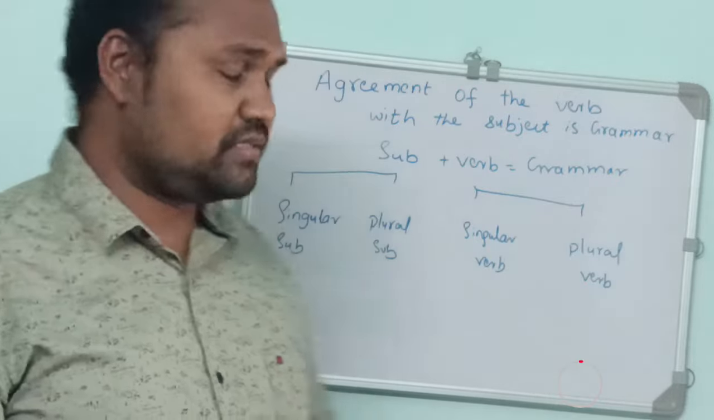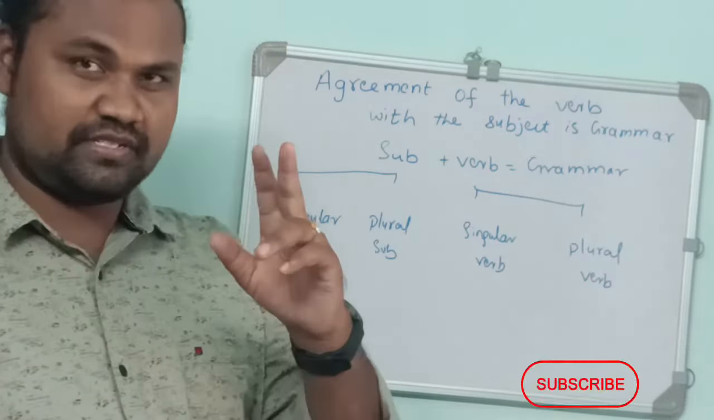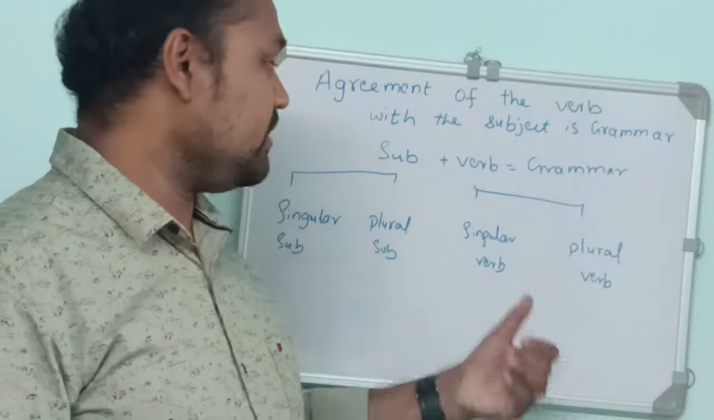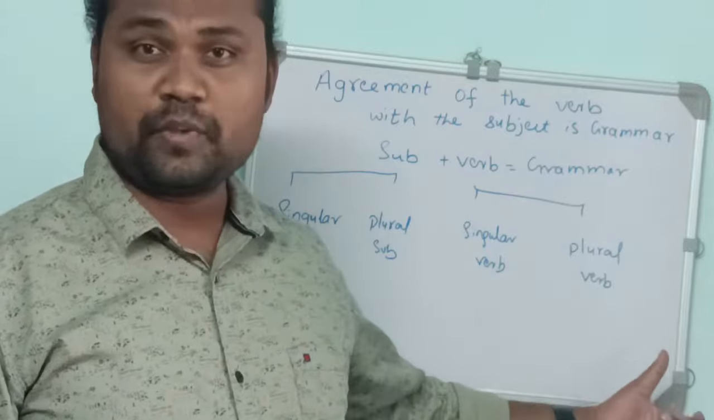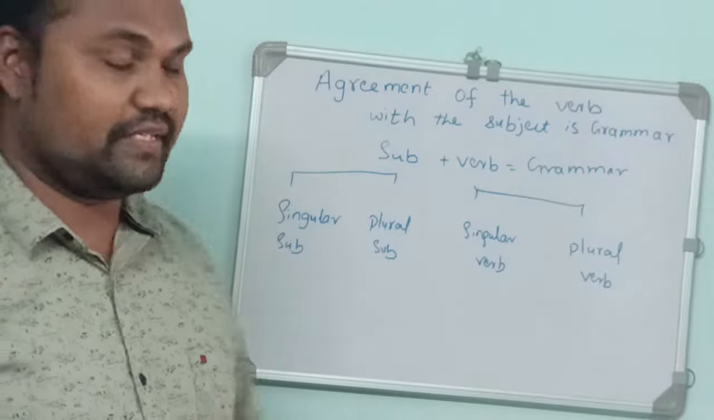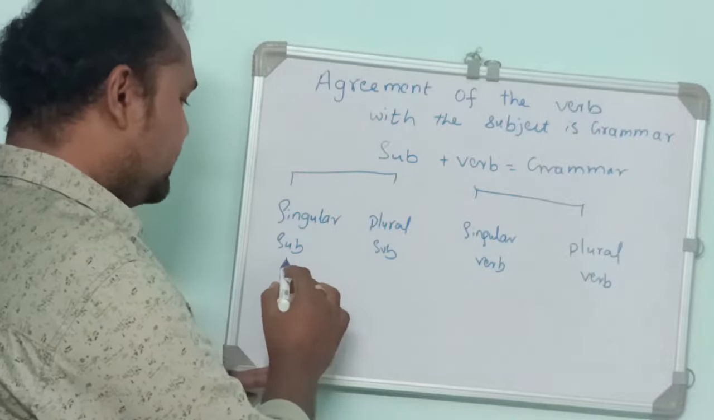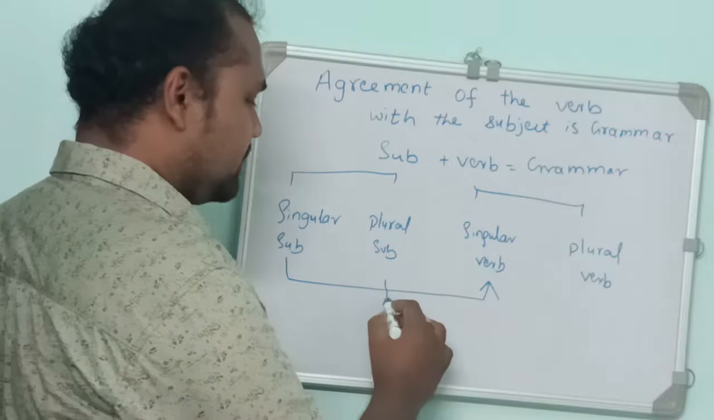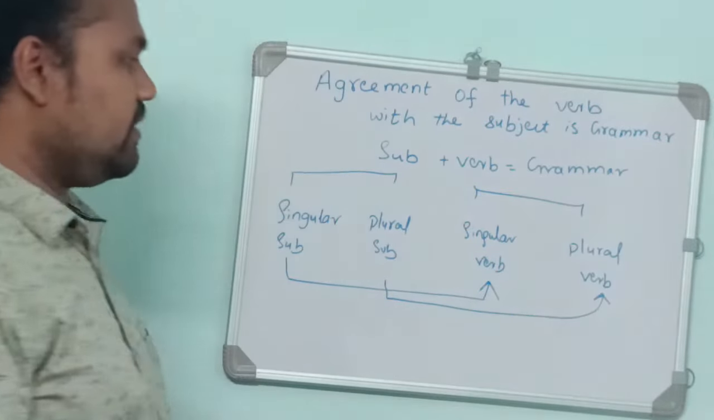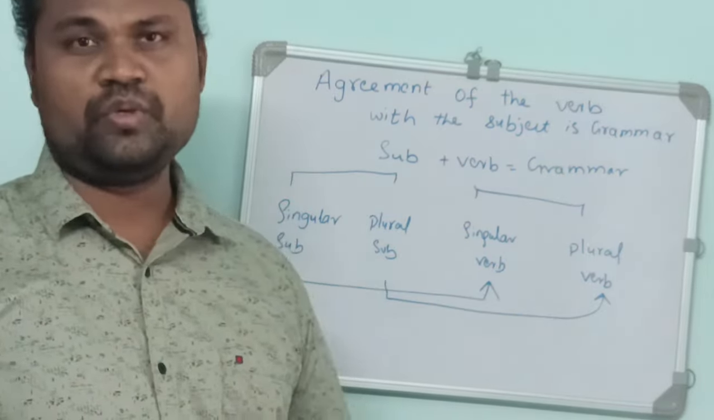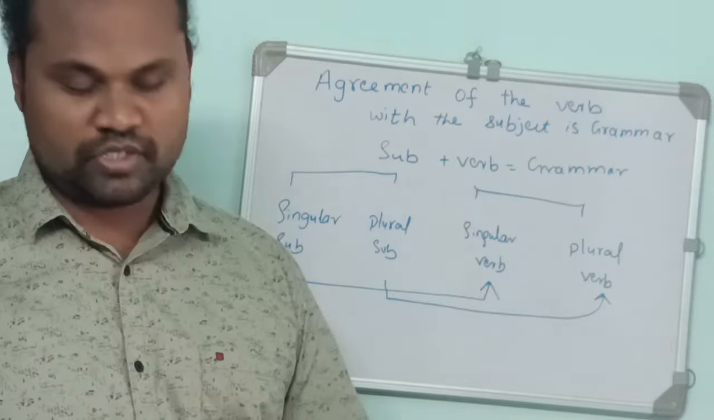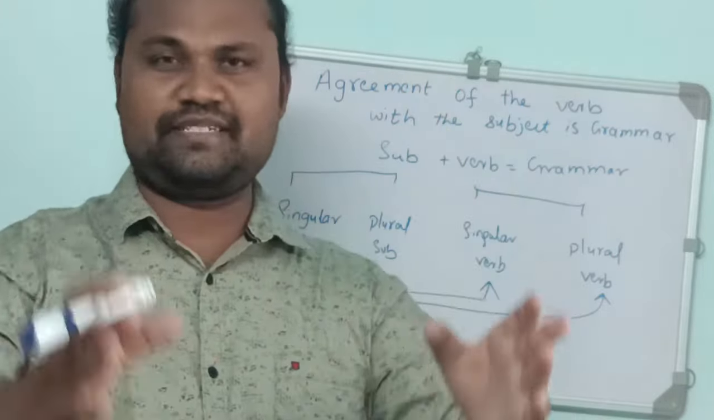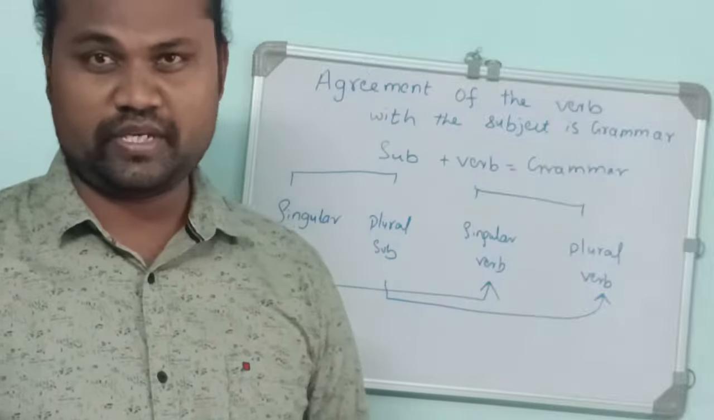How do we make them agree? See here, in subjects we have two types, singular subjects and plural subjects. And in verbs also we have singular verbs and plural verbs. We have to agree a singular verb with a singular subject, and a plural subject with a plural verb. Like this you need to follow. Whenever you make the agreement like this, your English will be absolutely correct and perfect, my dear friend.